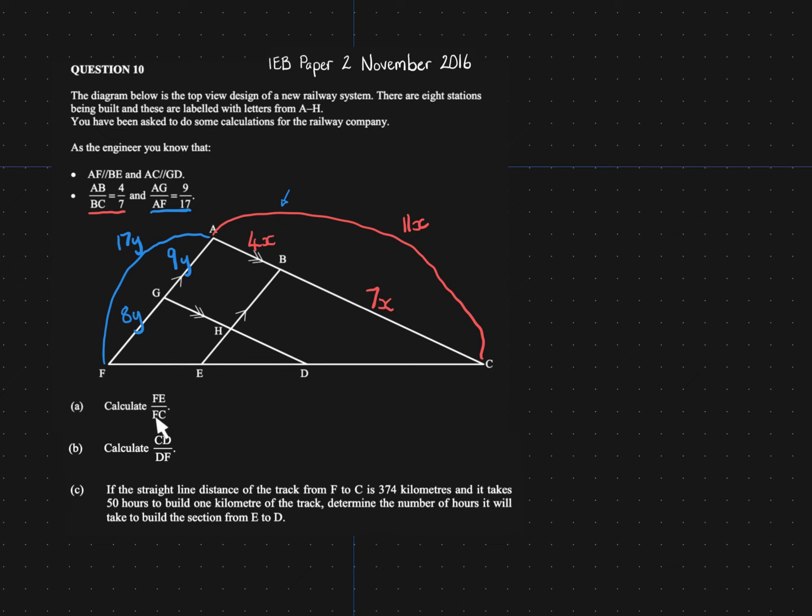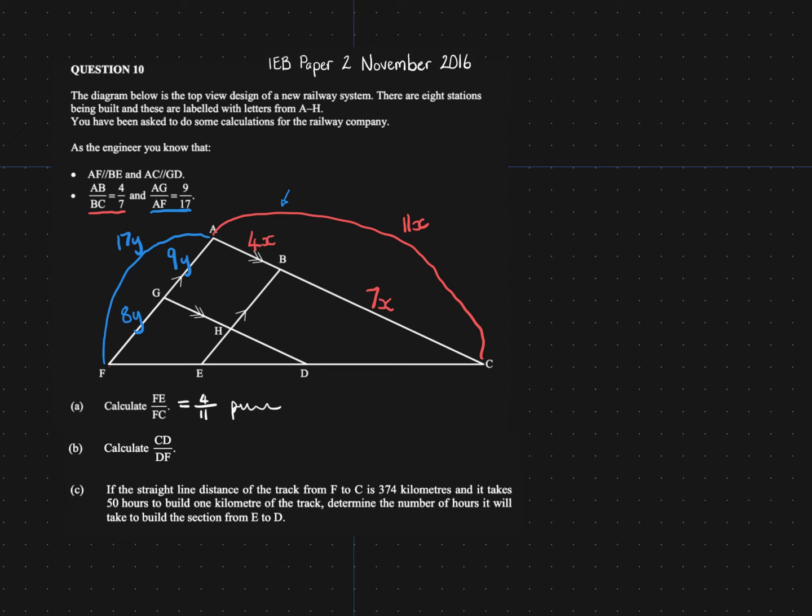Let's look at the first question. It says calculate FE over FC. That shouldn't be too bad. We know that FE is going to be in proportion to FC in the same way that it is on the other side, so it's going to be 4 over 11. I'm sure you understand where I'm going. Then you would write down that it's proportionality.